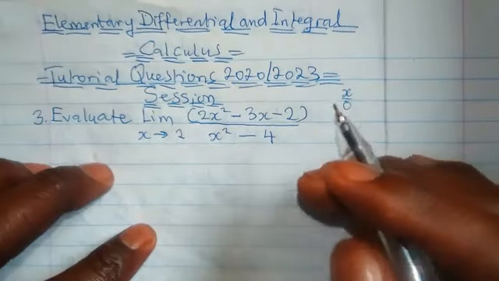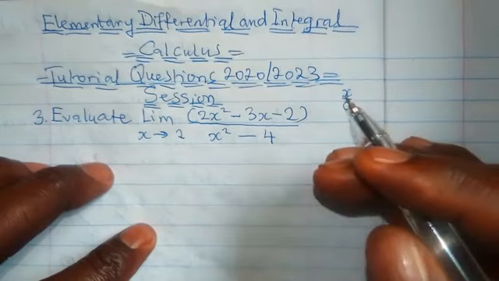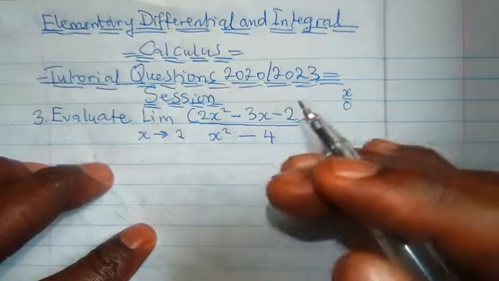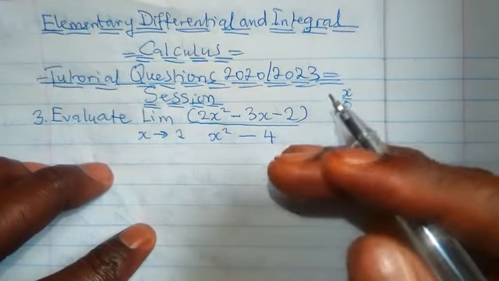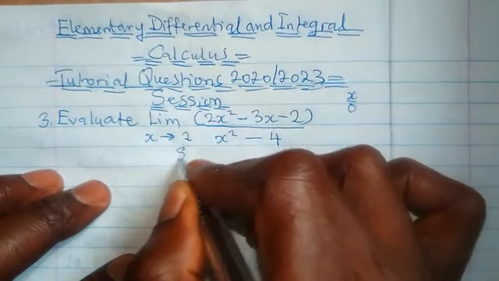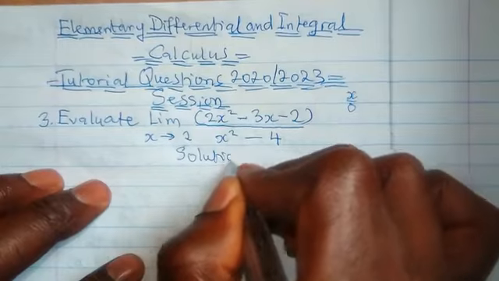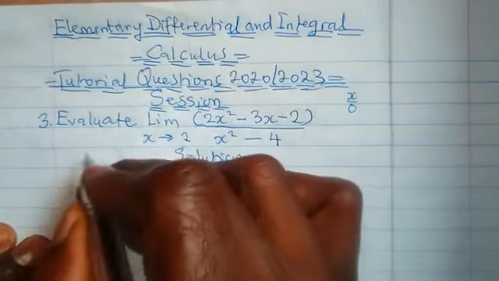In the first example, I showed you the direct method of solving limit problems. In the second example, I showed you the method of using the factor to divide the terms. Then here, I'm going to show you the factorization method. We are going to take a look at the top equation here.